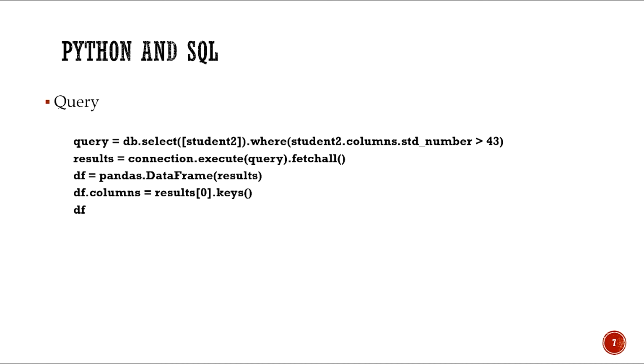And then the keyword is where, student 2 dot columns. Then we get access to columns. And which column? Student number greater than 43. So technically, with this query, we want to see all students whose student number is greater than 43.